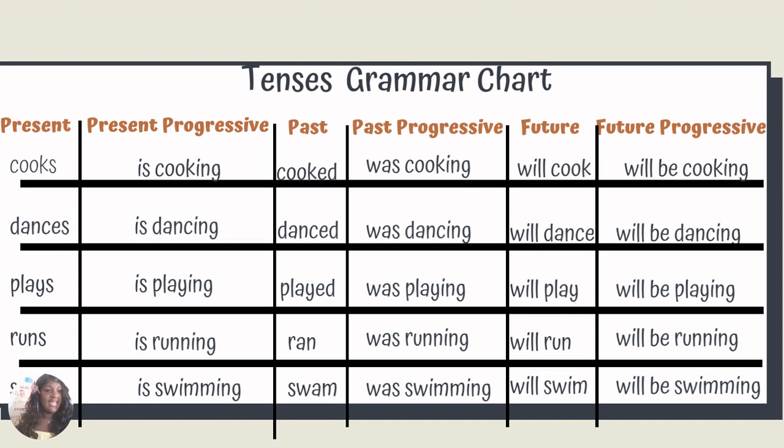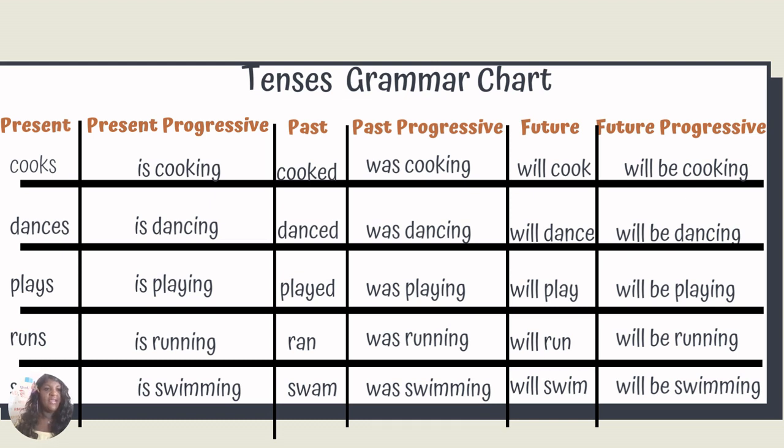Dance, dances is present. Present progressive is dancing. Past, danced. Past progressive was dancing. Future, will dance. Future progressive will be dancing.